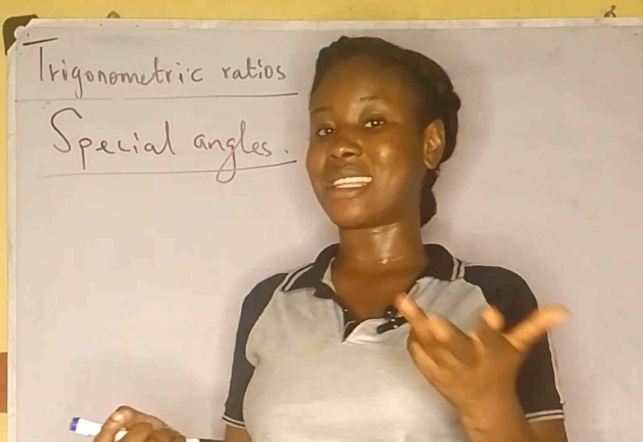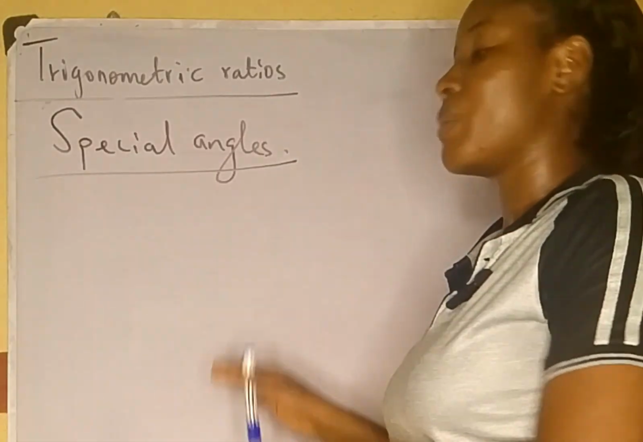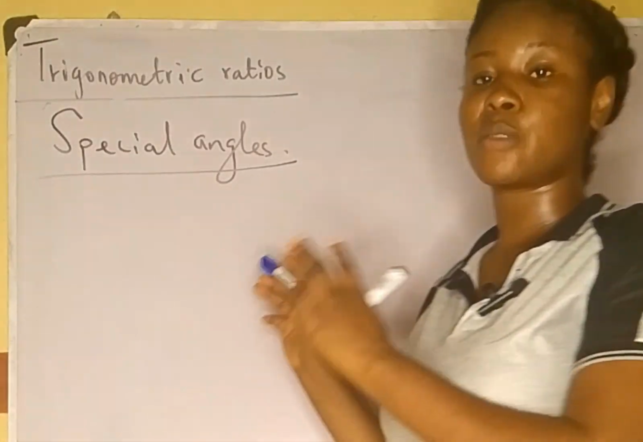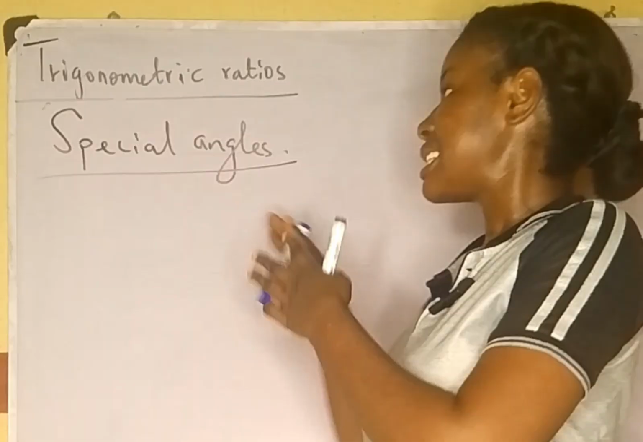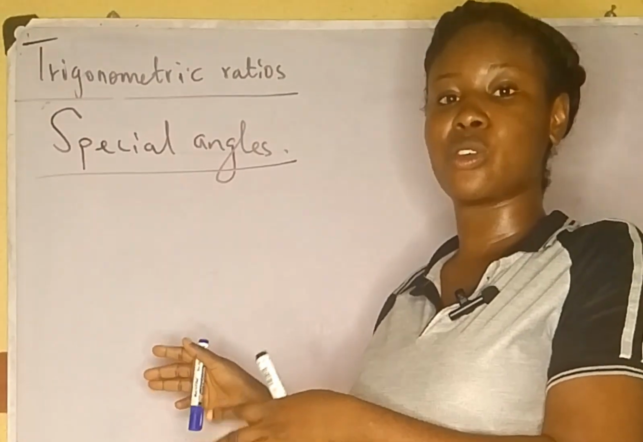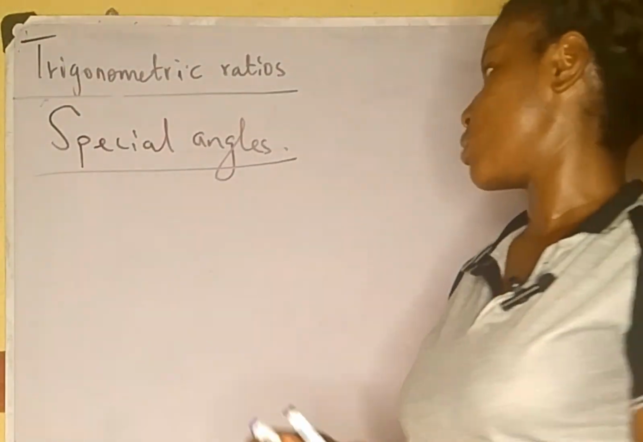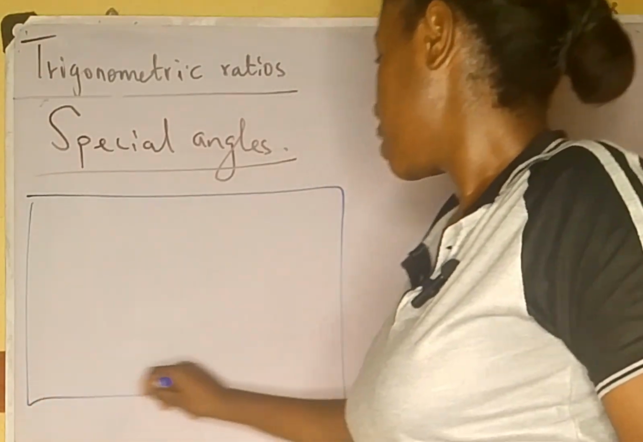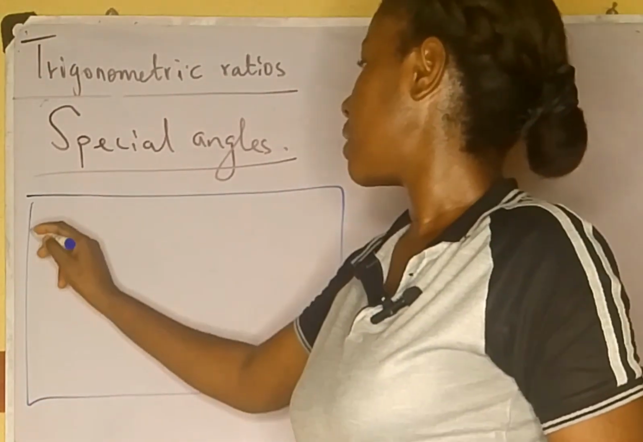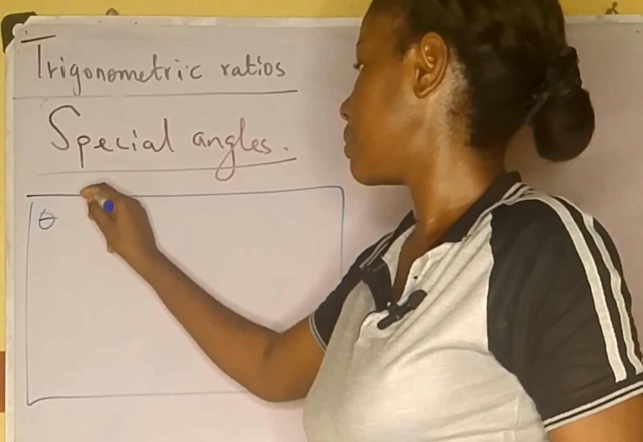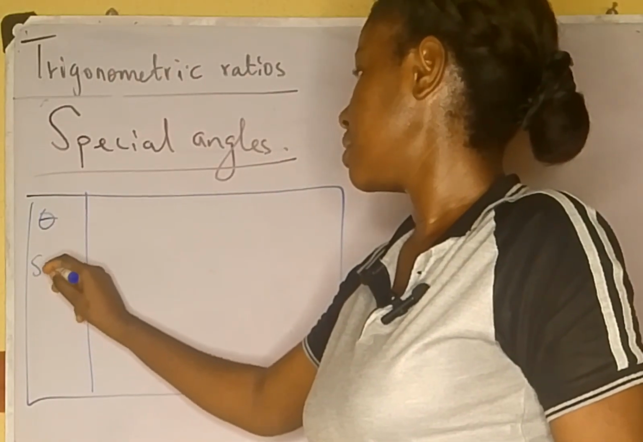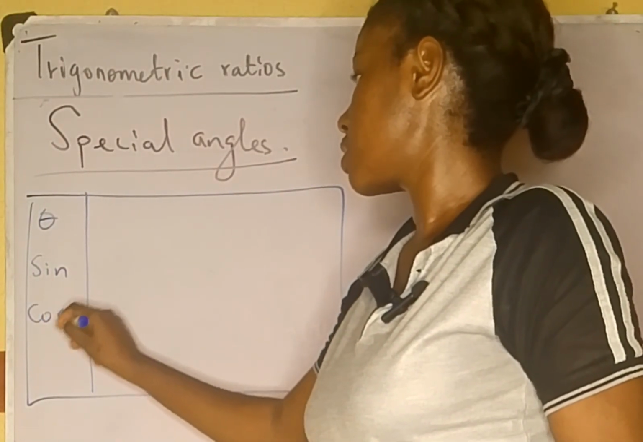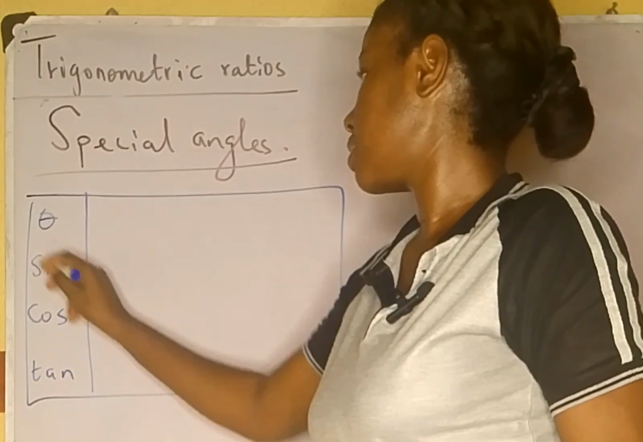So let's go right into it. I am not going to be deriving these special angles, I'm going to be telling you how I remember my special angles, and you can learn that too. It comes in a table form, and in our table we'll have theta, sine, cos, and tan.